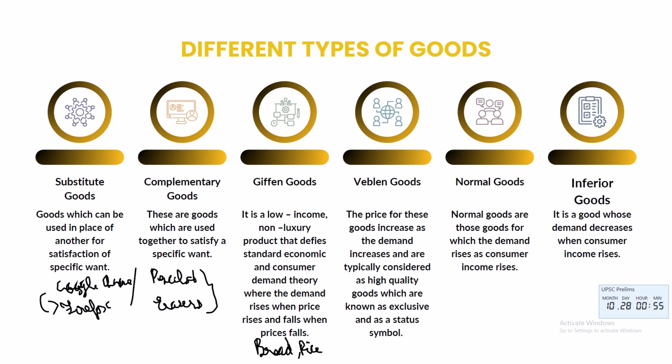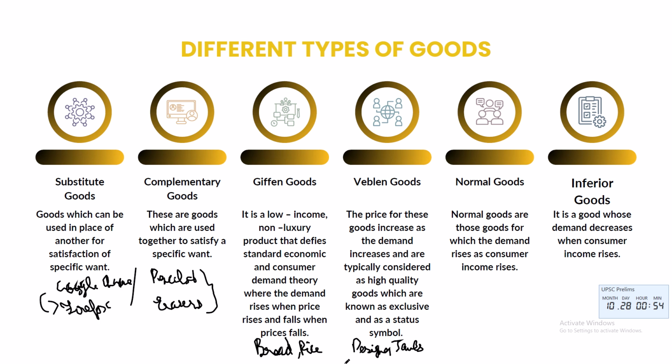Veblen goods. The price for these goods increases as the demand increases, and they are typically considered high quality goods, which are known as exclusive and as a status symbol. Like designer jewels, they are known for their high status. So as the demand for designer jewels increases, the price for those goods also increases.